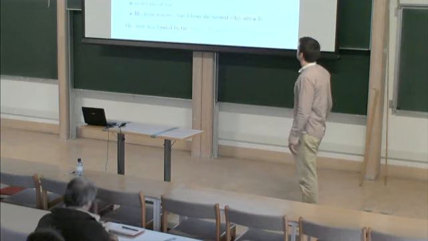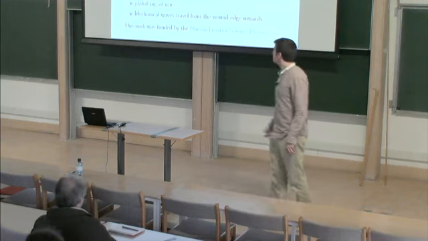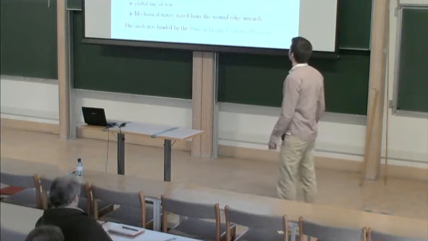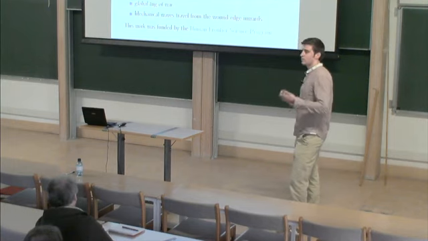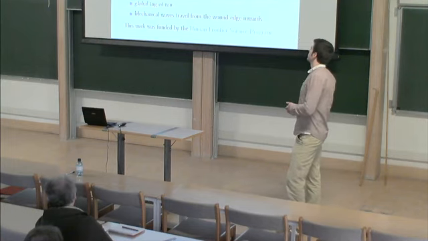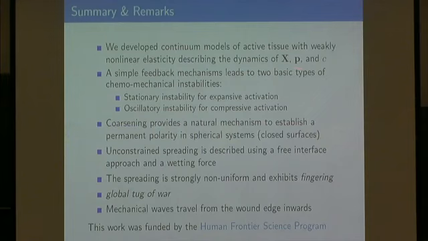This already brings me to my conclusions. So we have developed a continuum model for active tissue, which we describe as a weakly nonlinear elastic material with our 3 main quantities x, p, and c, which we consider. Then we have seen that for even a simple set of feedback and interactions, we can obtain these 2 different types of instabilities, the stationary instability and the oscillatory instability.